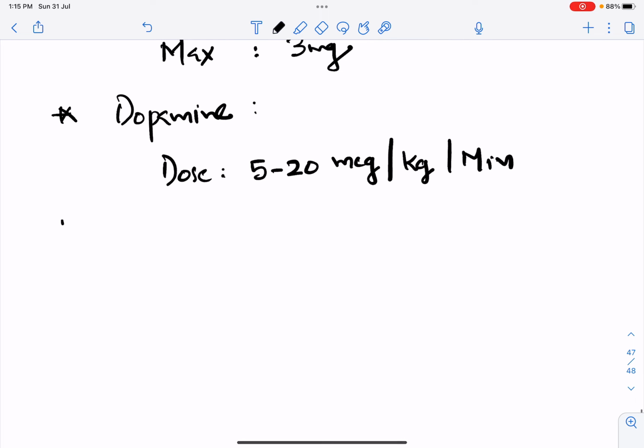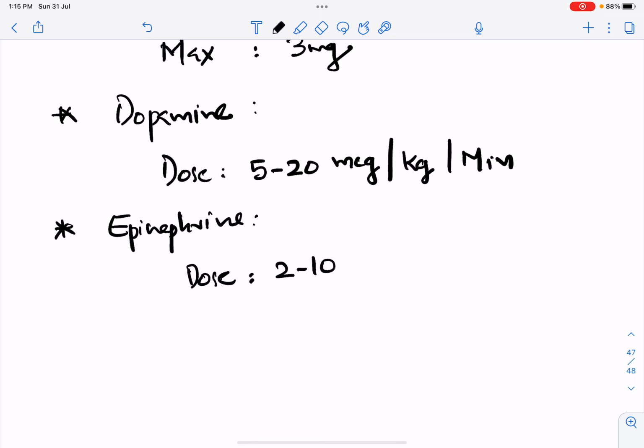And the next drug is epinephrine. Here the dose is 2 to 10 mcg per minute. It is not per kg, it is mcg per minute infusion. We have already discussed the causes of bradycardia in the previous videos.